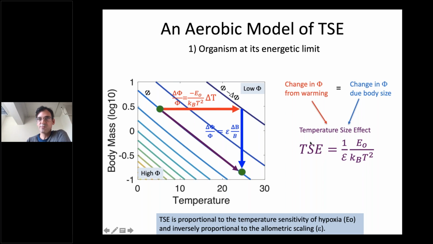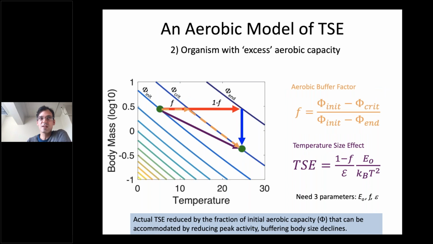And that temperature size effect, we ought to be able to predict from the ratio of the temperature sensitivity of hypoxia tolerance, E naught, relative to the allometric exponent, epsilon, and then these other constants. That's, of course, assuming that the organisms start off in an oxygen limiting scenario, but maybe that isn't true. You might want to think about organisms that initially have some kind of excess of oxygen, and they start off at an initial phi here that allows them to reduce their oxygen supply demand ratio without getting smaller.